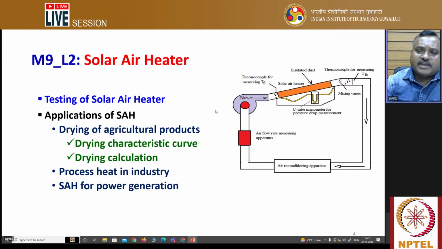After that, we studied the application of solar air heaters in drying of agricultural products, process heat in industry, and power generation. While discussing drying of agricultural products, we also covered the drying characteristics curve and drying calculation by considering fruits. So how this drying methodology has to be considered, and finally, what will be the size of a dryer to meet a specific requirement.